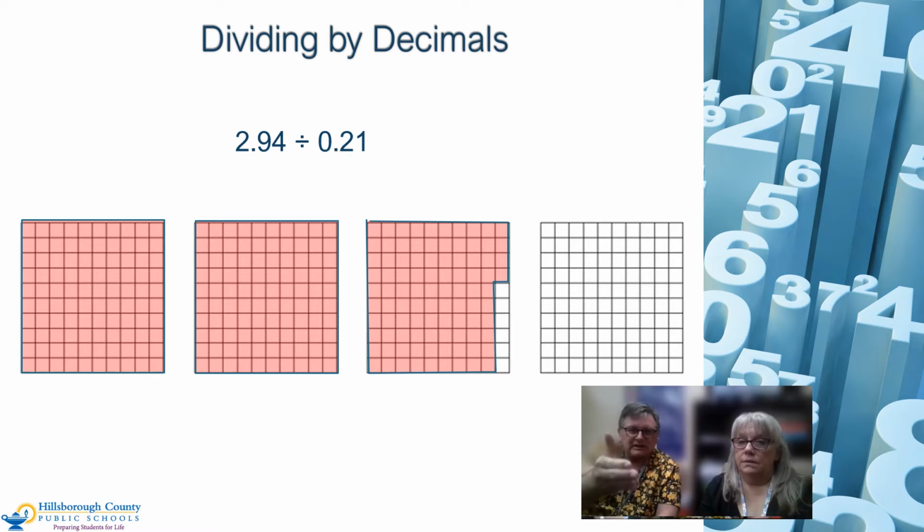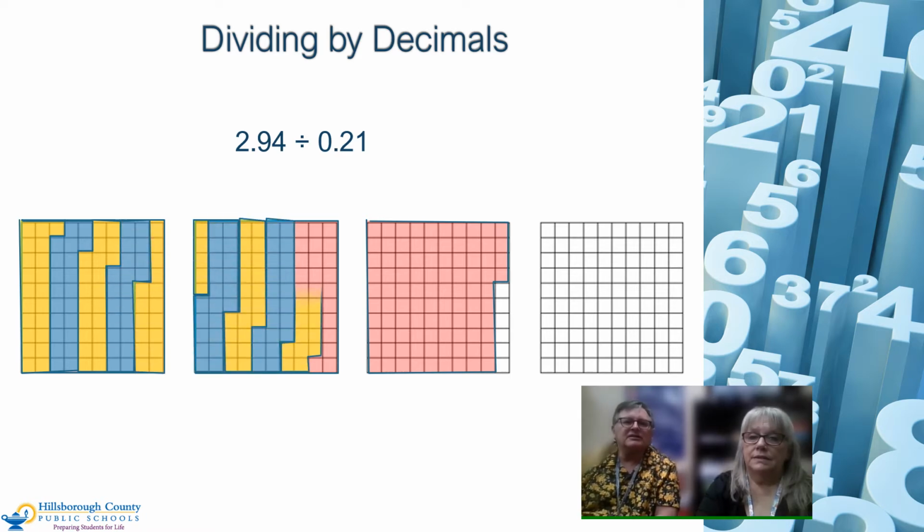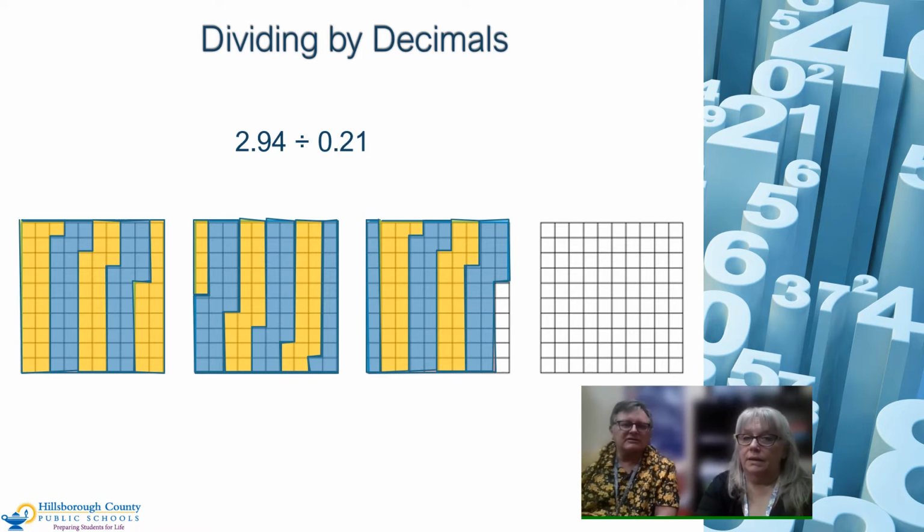So I'm just essentially decomposing that 2 and 94 hundredths, and I could shade over how many groups of 21 hundredths are in that dividend. So there's 1, 2, 3, 4, 5, 6, 7, 8, 9, 10, 11, 12, 13, 14 of those groups that I was able to make. Which is the quotient.